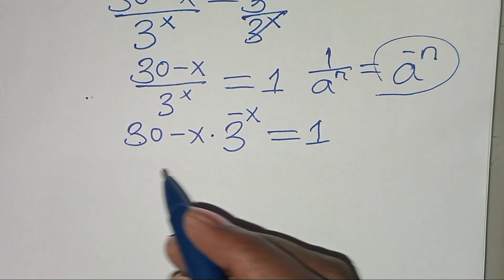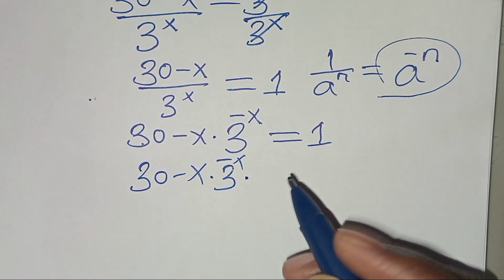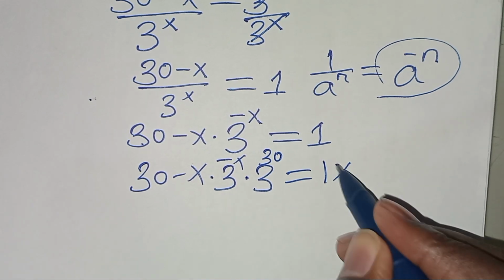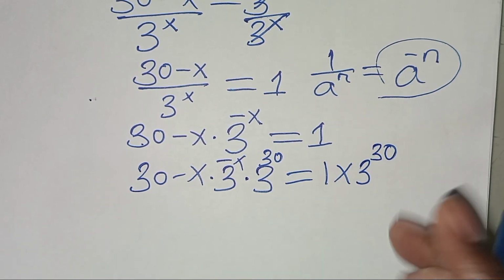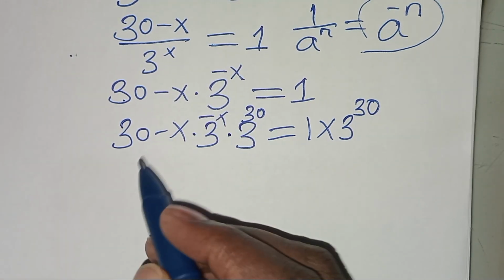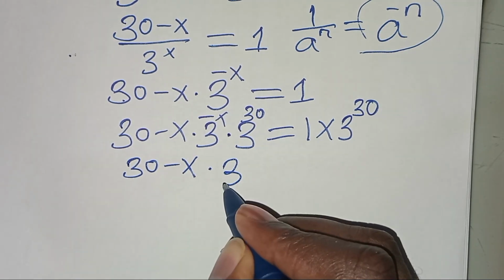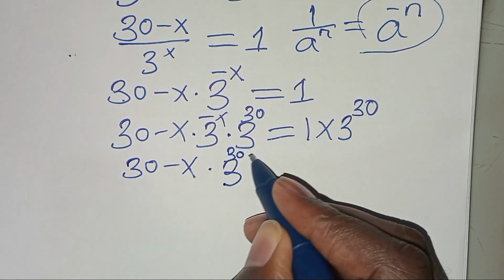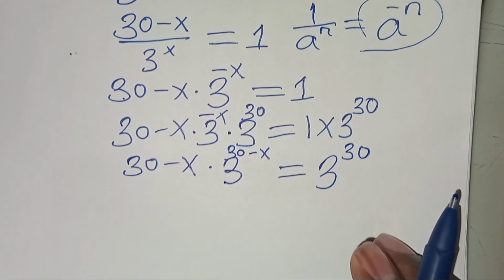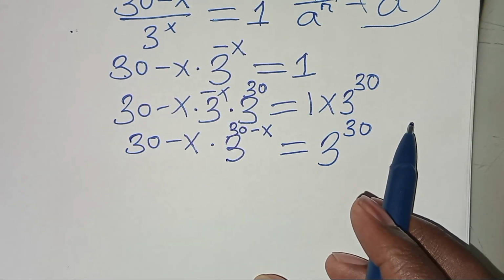So we multiply both sides by 3 raised to the power 30, and this is equal to 1 multiplied by 3 to the power 30. Now from what we have here, this is 30 subtract x multiplied by 3 to the power 30 subtract x, this is equal to 3 to the power 30. Now you can see that the coefficient and the exponent are the same.